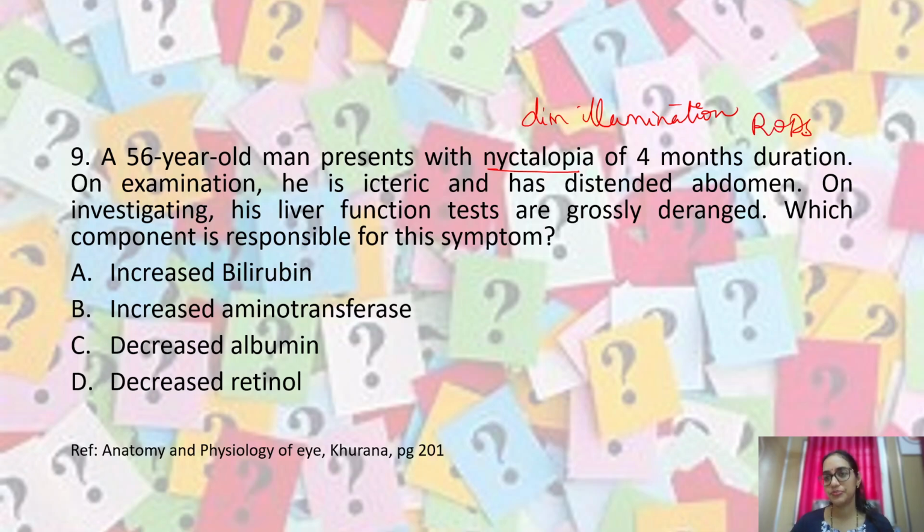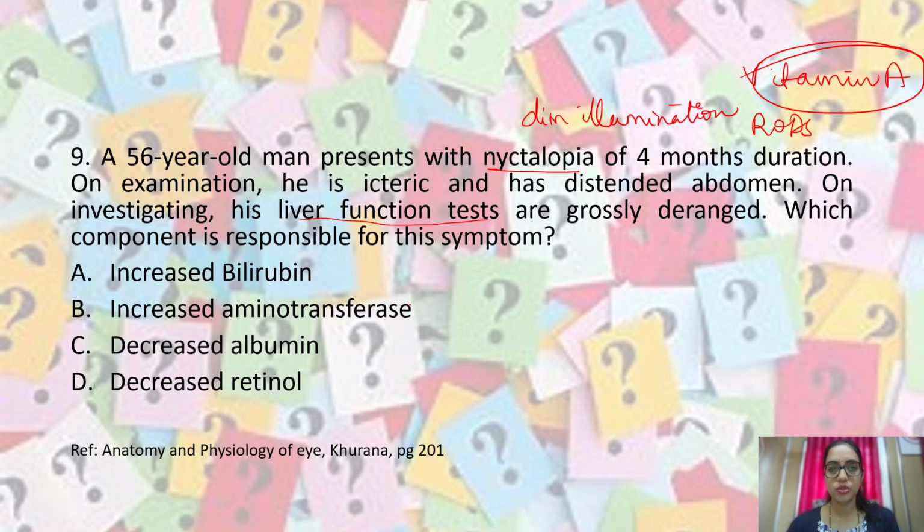So rods need a lot of vitamin A, which is probably missing in this. So vitamin A deficiency here is caused by a severely deranged liver due to probably alcohol. So which component is responsible for this symptom? Increased bilirubin? Bilirubin has nothing to do with the visual cycle.